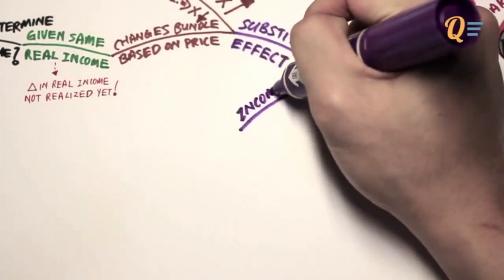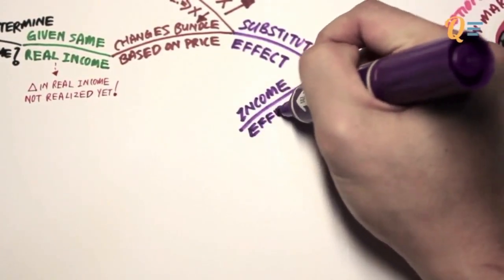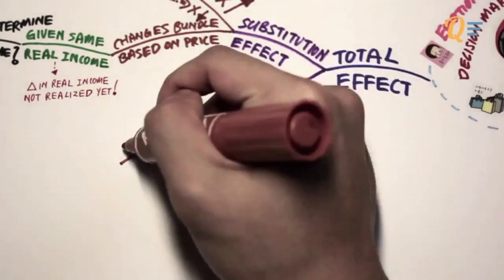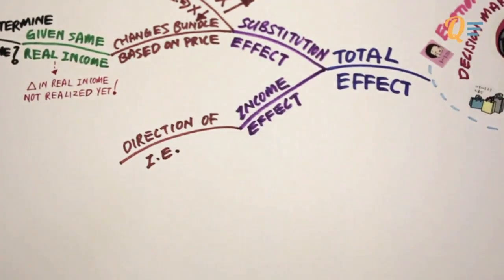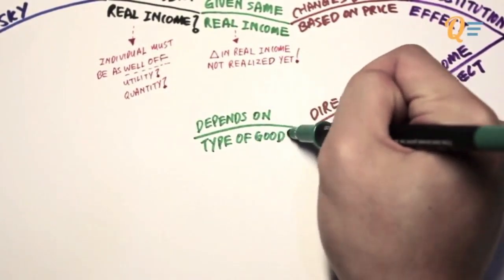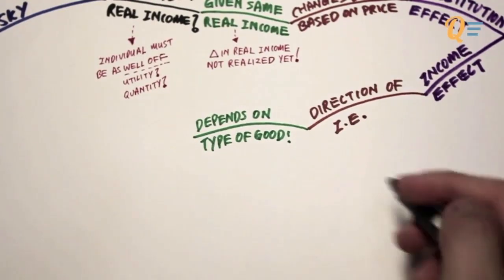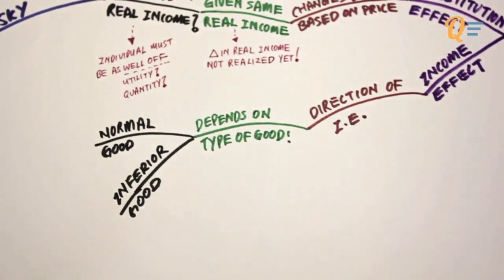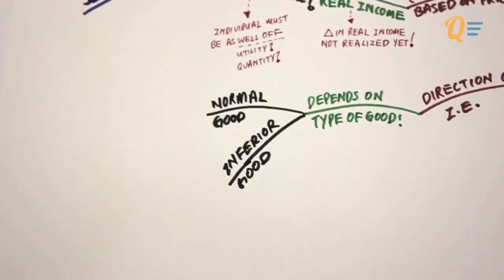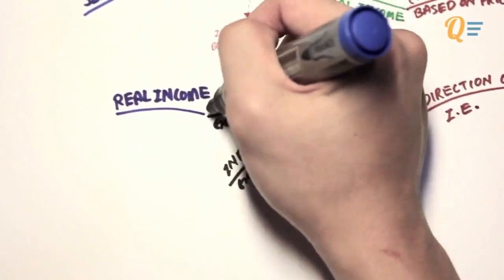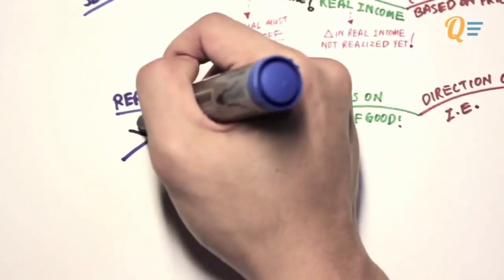Now that we're halfway through the total effect, let's talk about the income effect, which finishes the entire process. So exactly in which direction does the income effect go? Well, this actually depends on what type of good X is. Is X a normal good or is it an inferior good? Whether a good is normal or inferior depends on the relationship between real income and quantity demanded of X.